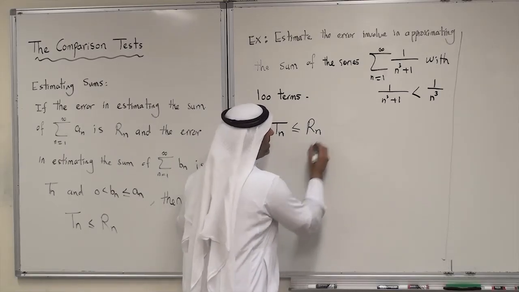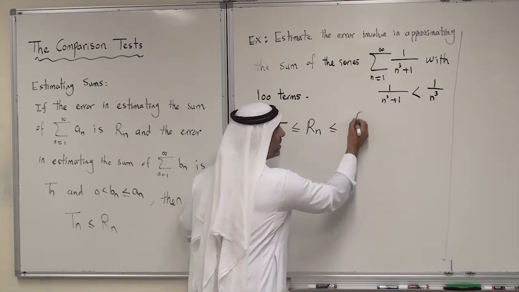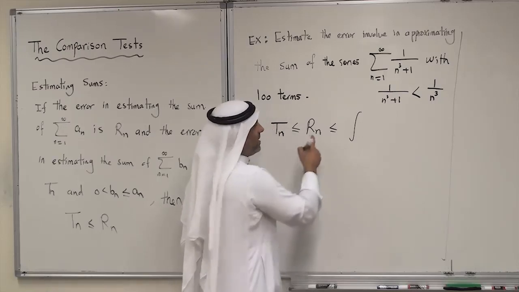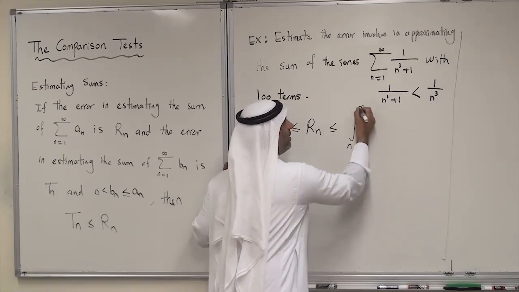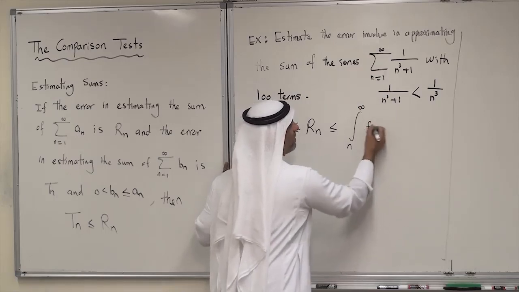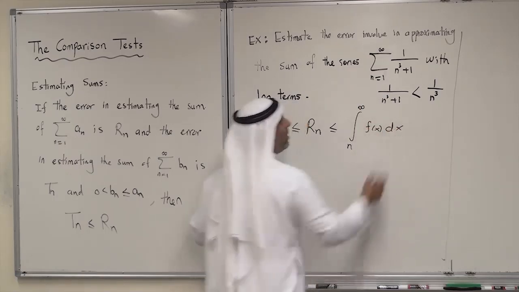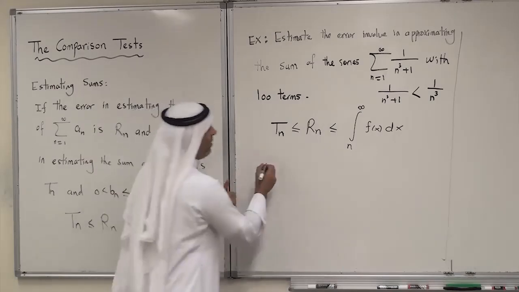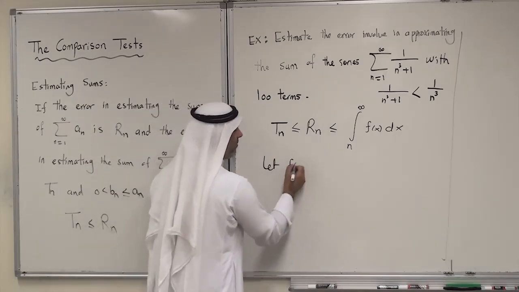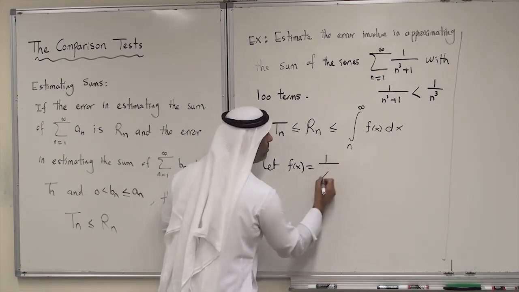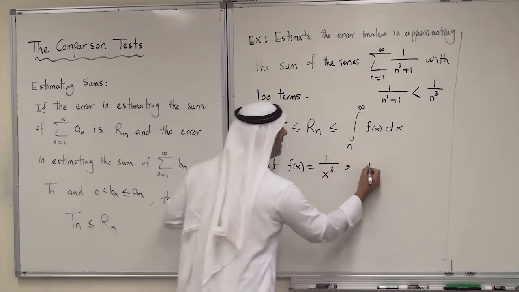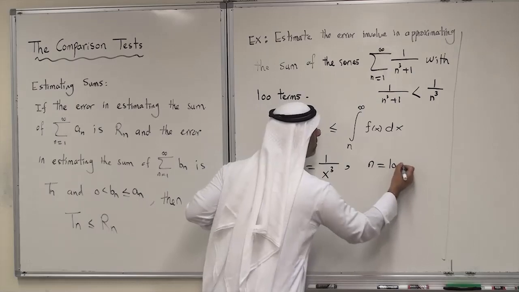Okay, this is less than or equal to, you remember we did this one in the integral test, it is less than or equal to the integral from n to infinity of the function f of x dx. Now we need to define a function, so we let our function f of x equal to 1 over x cubed. Our n here, according to the question, is equal to 100.